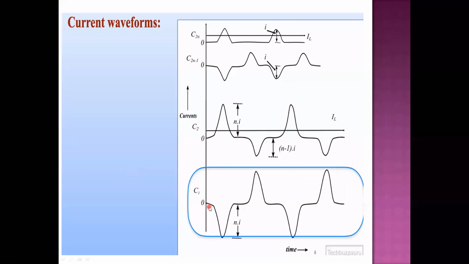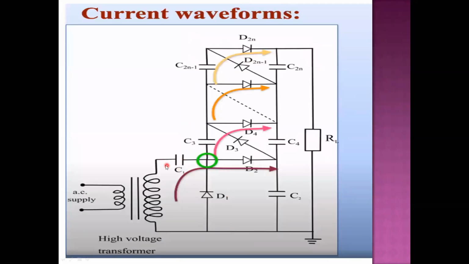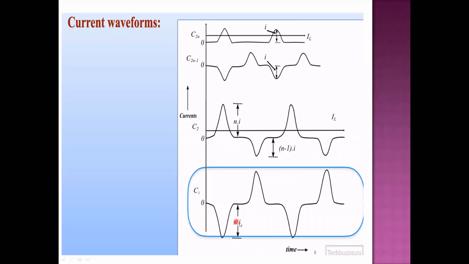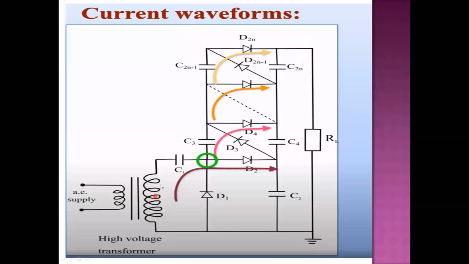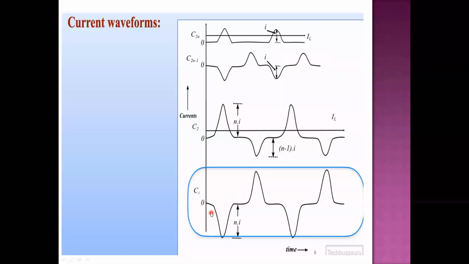During starting condition, the current flowing through the capacitor C1 is nI times, that is, the maximum current generated from the supply. From here onwards, this is called nI current, n into I, the current generated from the transformer. That's why the current magnitude is very high, the charging and discharging current flowing through the capacitor. The current magnitude is very high compared to C2.